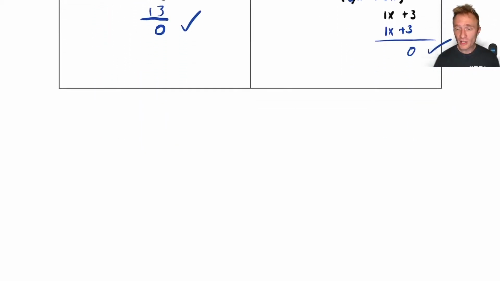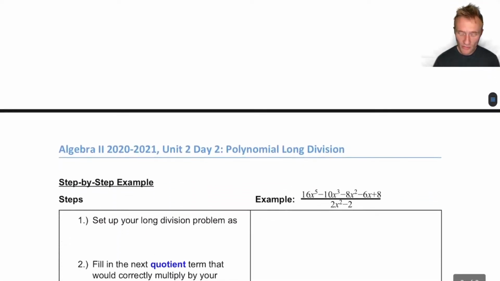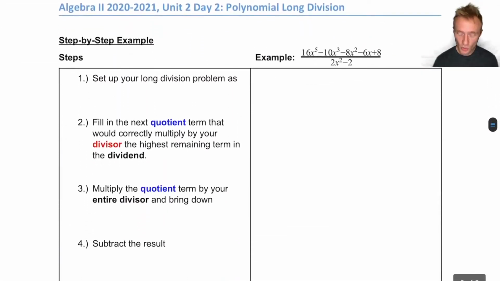What this is going to look like is when we find the answer. So we are trying to find the quotient. This will be the quotient to 16x to the fifth minus 10x cubed minus 8x squared minus 6x plus 8.